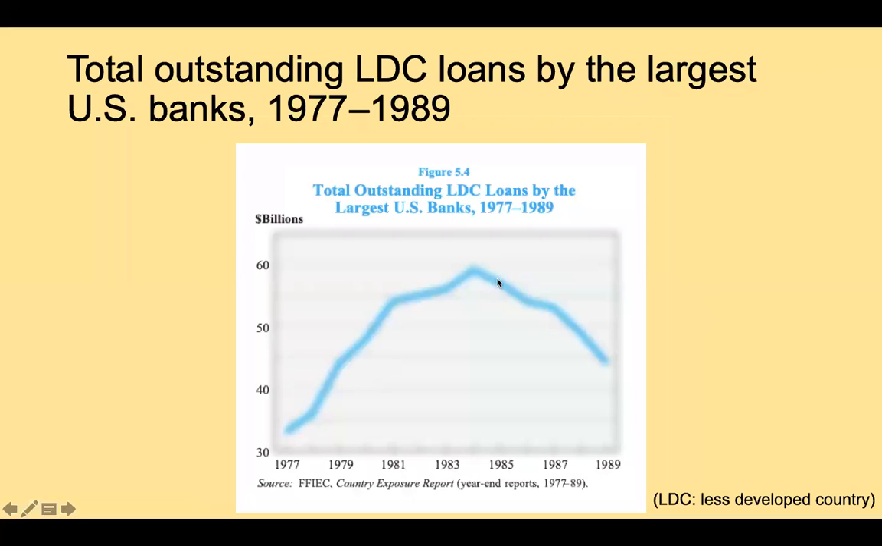By the mid-1980s, the loans from the largest US banks to Latin American countries or less developed countries, a large proportion of which are Latin American countries at this time, begin to trail off. It's because those banks begin to pump the brakes and stop offering loans to those countries. You might be wondering, well, why were they offering those loans in the first place?